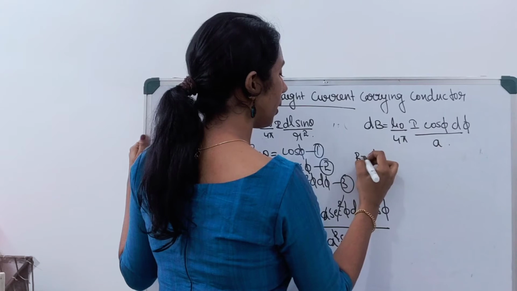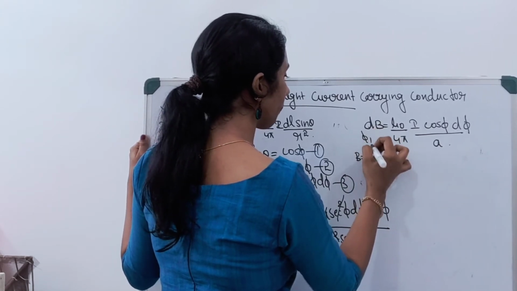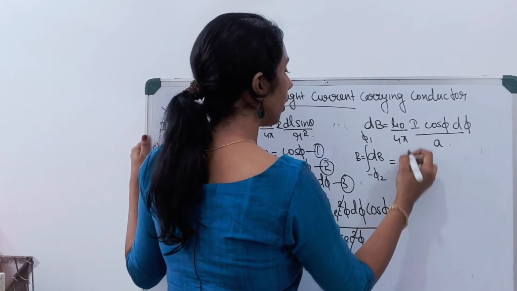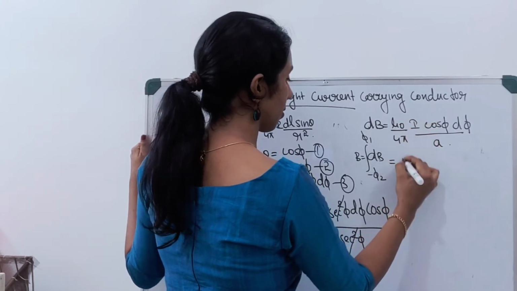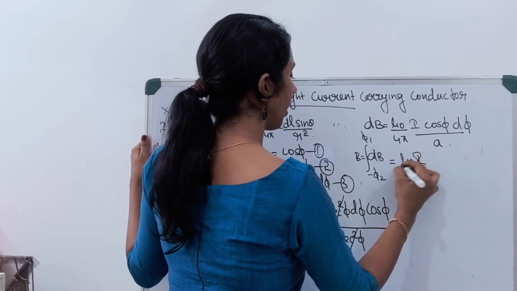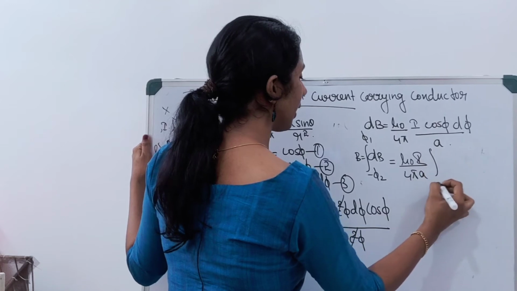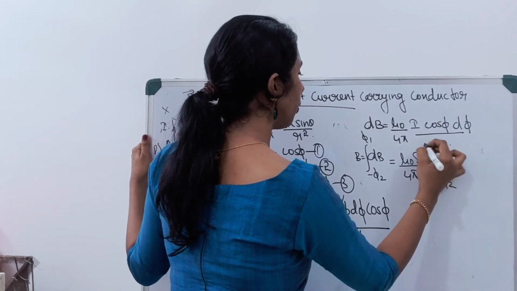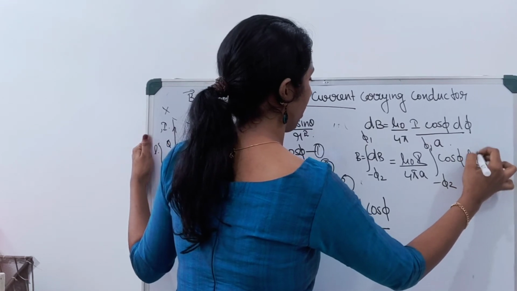B is equal to the integral of dB within the limit minus phi 2 to phi 1, where mu 0 I by 4 pi a is a constant. We can take it outside the integral. So mu 0 I by 4 pi a, integrating minus phi 2 to phi 1, cos phi d phi.